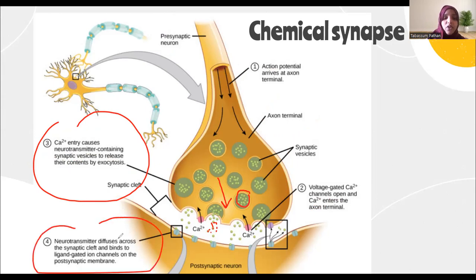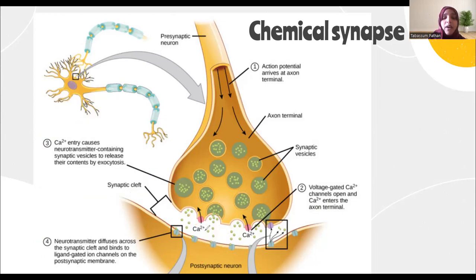And then these neurotransmitters, which are there in this space, in this synapse, which is the synaptic cleft, will now diffuse towards the following neuron. You will see receptors over here. These are the receptors to which the neurotransmitters will bind, the ligand-gated ion channels, and then the information will be transferred forward.